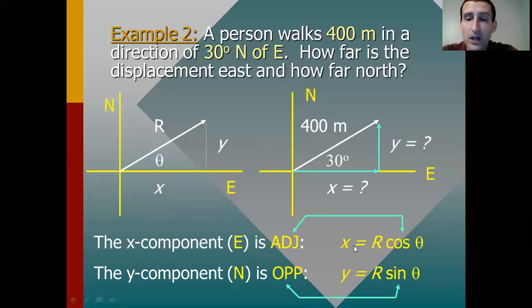So just be very careful. This relationship is always true. Cosine is always adjacent, sine is always opposite. The x and the y's are not always one or the other.